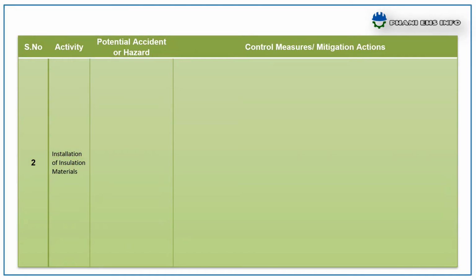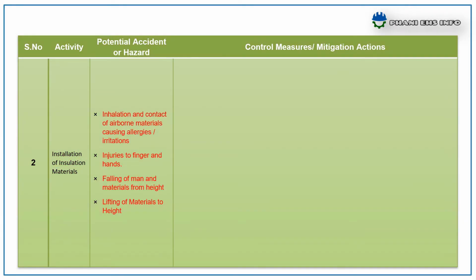Next one, installation of insulation material. Inhalation and contact of airborne materials causing allergies or irritations, injuries to finger and hands, falling of man and material from the height, lifting of materials to height. These are the potential hazards at installation of insulation materials.